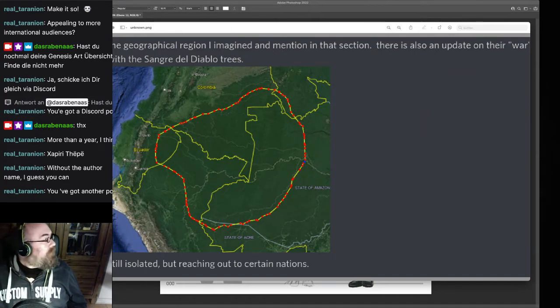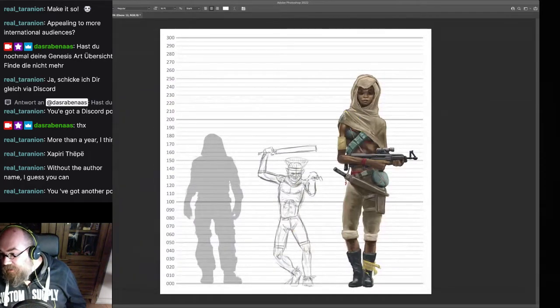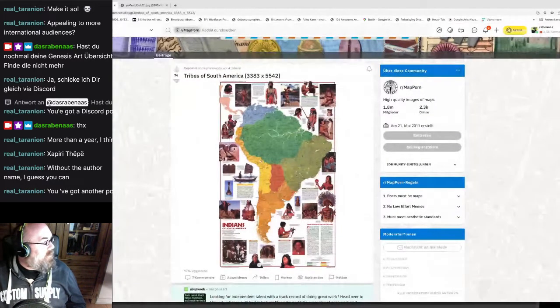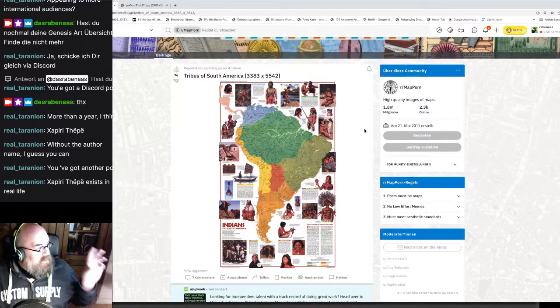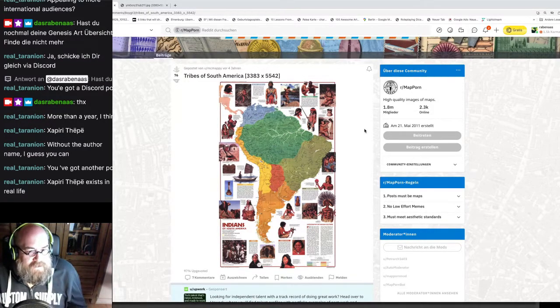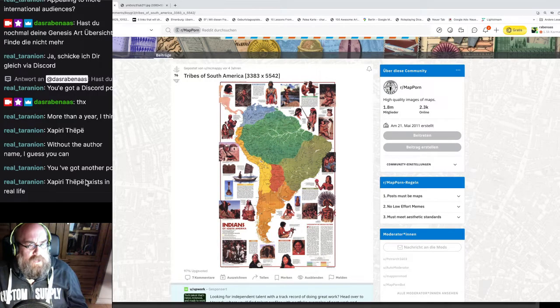Before starting the recording, I found information on Reddit regarding this map of tribes of South America. I don't know how real that is, but we are still doing a tabletop role-playing game. They exist in real life. I haven't found any matches when I was looking for them.